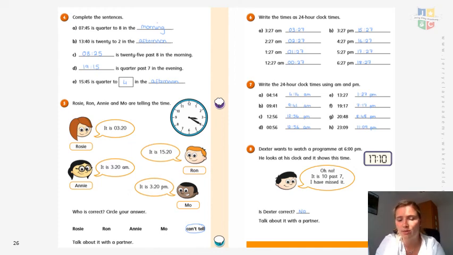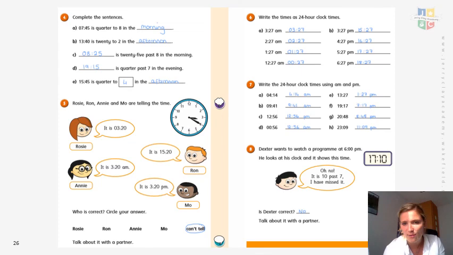Okay, write the times as 24-hour clocks. So again, you need to read whether it is AM. If it's AM, it will put a 0 before it. And if it is PM, you need to add 12 to the number. So please have a look at those to make sure you've got your answer correct. Remember, your minutes will not change, just your hours.